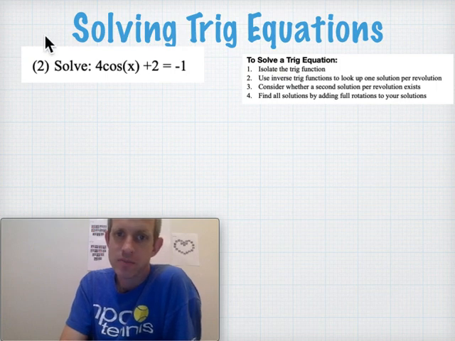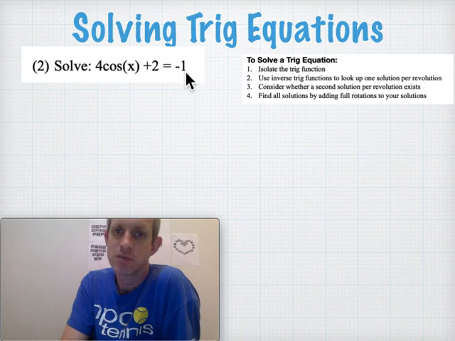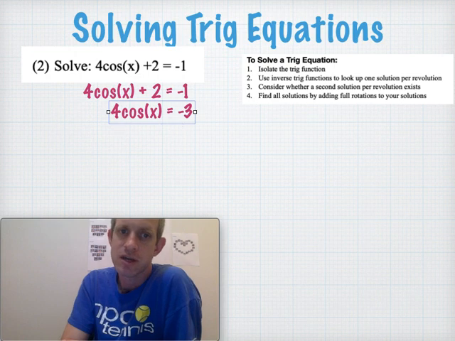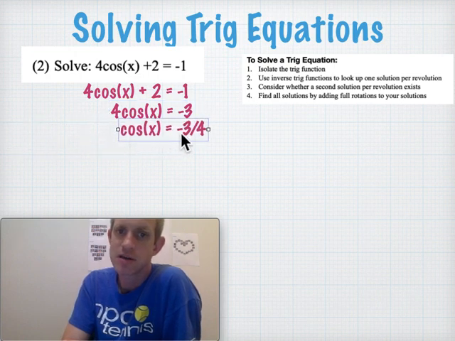Well, let's look at another one. So here is 4 cosine of x plus 2 equals minus 1. First thing I want to do is to get the trig function alone. To do that, I'm probably going to subtract 2 from both sides. That gives me 4 cosine is negative 3. And then divide both sides by 4. That gives me the fraction cosine of x is equal to negative 3/4.